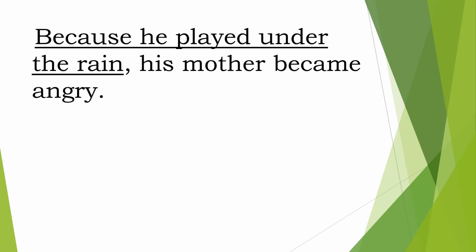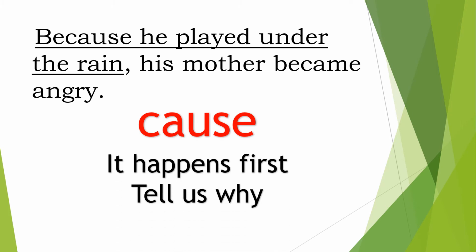Now read and tell whether the underlined sentence is a cause or effect. Because he played under the rain, his mother became angry. So what do you call the underlined sentence and why? If your answer is cause, then you are correct. Cause, because it happened first and it tells us why his mother became angry. Because he played under the rain.